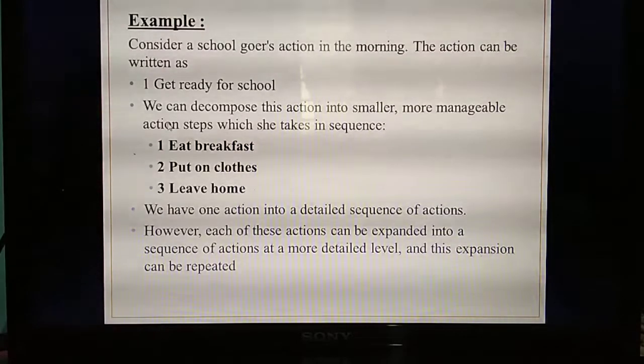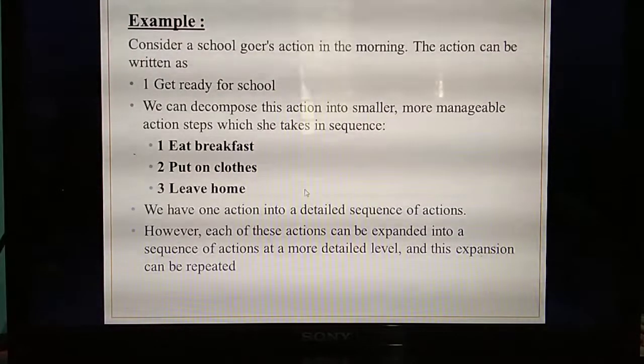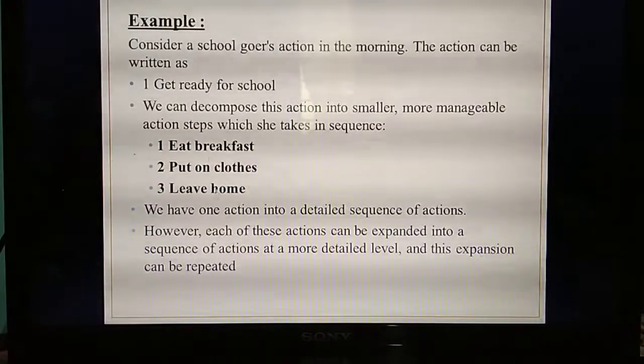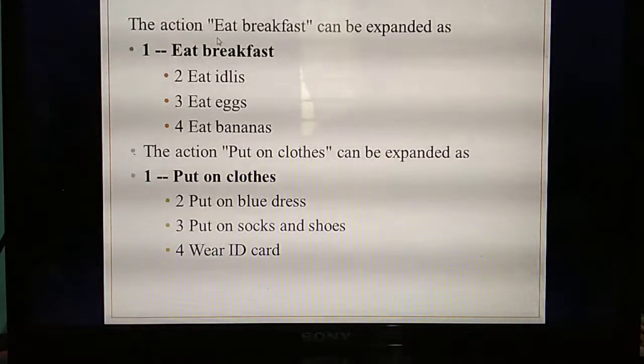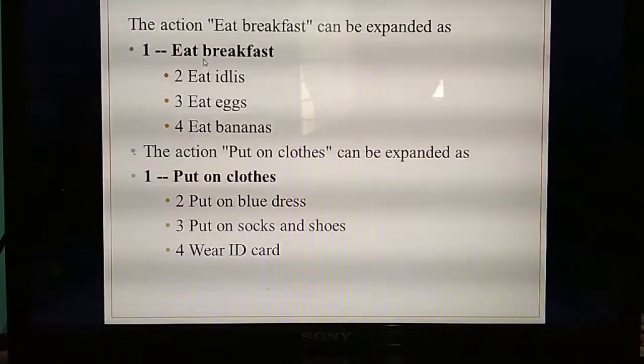Next, you are going to expand these three sub problems into more steps. Understand? The main problem is get ready for school. You have split this main problem into three steps: eat breakfast, put on clothes and leave home. Again you are going to split these three sub problems into further sub problems. Listen. First action is eat breakfast. What's the first sub problem? Get ready for school, they have split it into three. Isn't it? Eat breakfast, then put on clothes, leave from home.